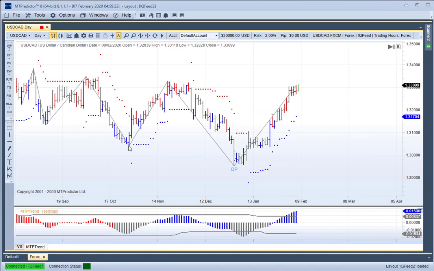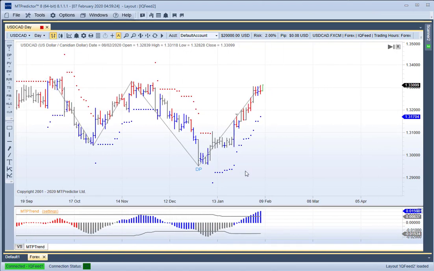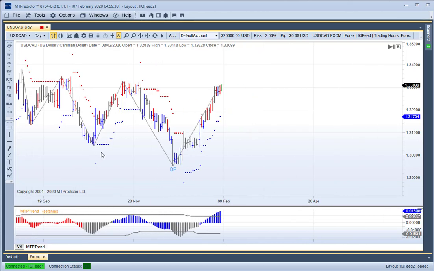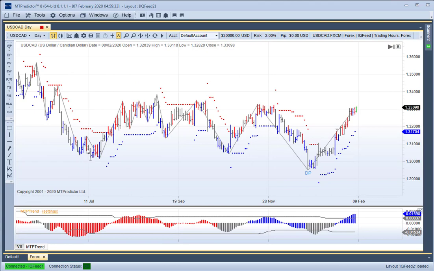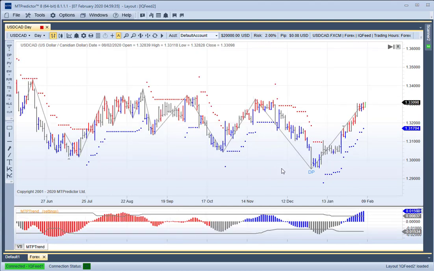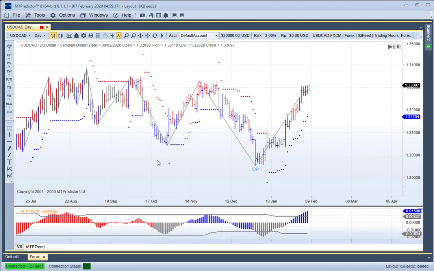Right, so this is a daily chart of the US dollar, Canadian dollar, and I want to have a look at this DP buy setup here. Remember, MTPredictor is not a black box system where we just blindly take all our automatic setups. The reason for this is because about half the time markets are random. In other words, there's no discernible clear pattern. They're just basically random, and it's very difficult to do any kind of analysis at all.